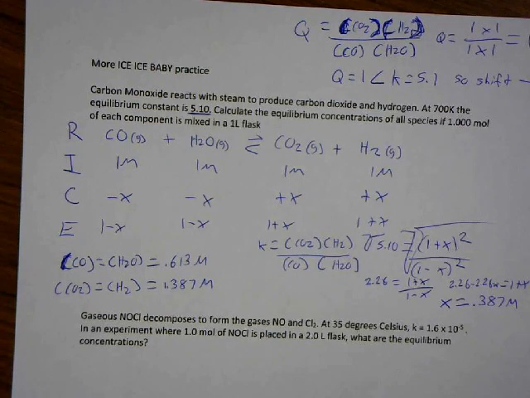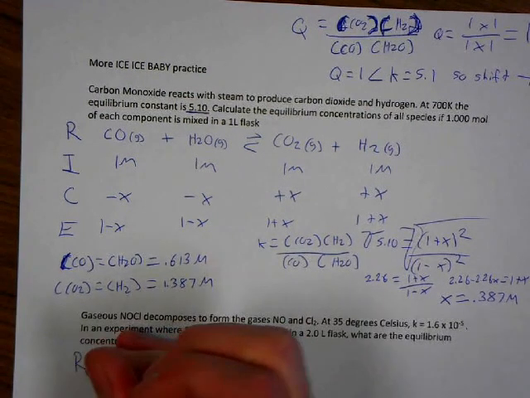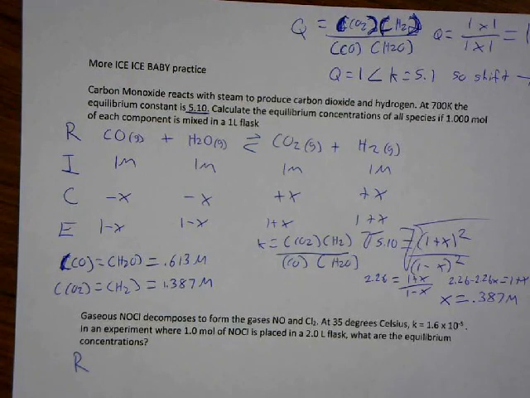Here we go, last one. Gaseous NaCl decomposes to form the gases NO and Cl2. At 35 degrees Celsius, K is 1.6 times 10 to the negative fifth. An experiment where 1 mole of NaCl is placed in a 2-liter flask. What are the equilibrium concentrations?